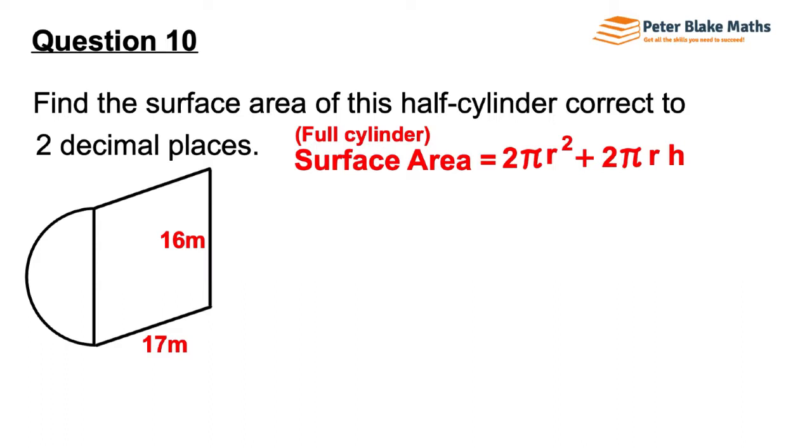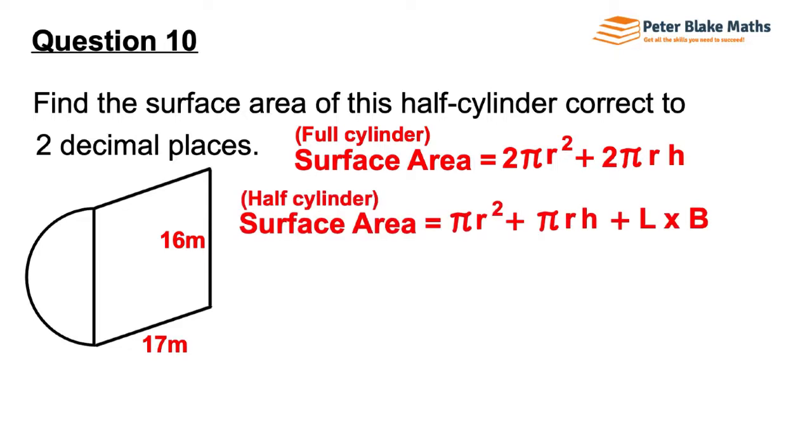Okay, for a full cylinder, let's compare to that. The surface area formula for a full cylinder is 2 pi r squared plus 2 pi r h. That's if we had a full cylinder, but we don't. We have a half cylinder. So we need to only take into account half of the circular bits. You can see that the semicircle on one end and the semicircle behind the shape make up one circle. That's why we have a pi r squared section instead of a 2 pi r squared section.